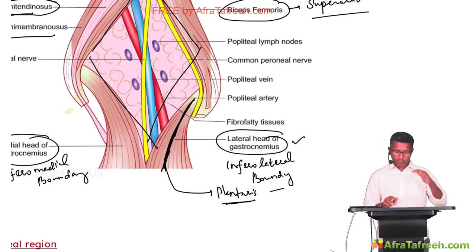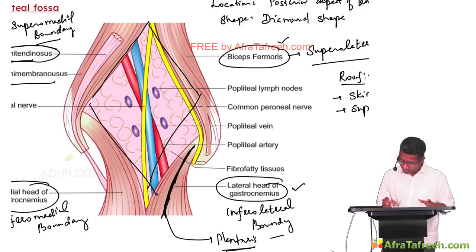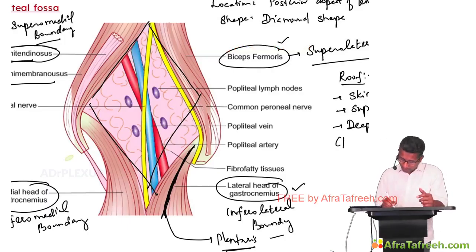Now what is the structure which forms the roof of this? The roof of the popliteal fossa is formed by the skin, the superficial fascia, and also the deep fascia. Deep fascia in this region is called the popliteal fascia.